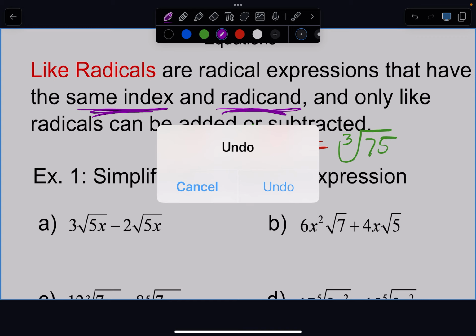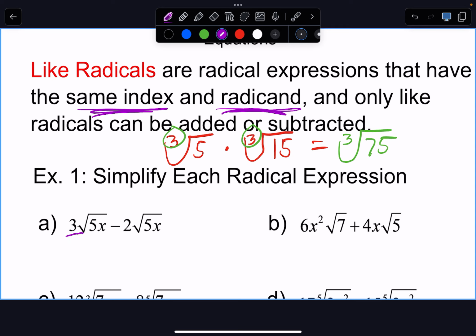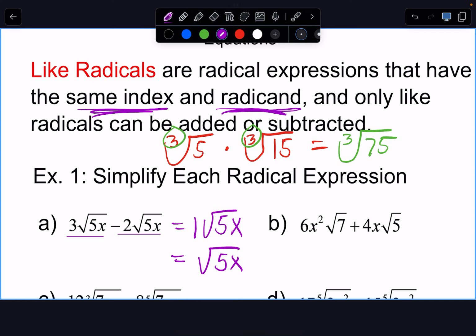So look at it like this, y'all. This is 3 square roots of 5x minus 2 square roots of 5x. So I'm going to be left with 1 square root of 5x. And yes, before you ask, of course, the 1 is invisible. But I like to show it to you so you can see there is 1 square root of 5x left over.